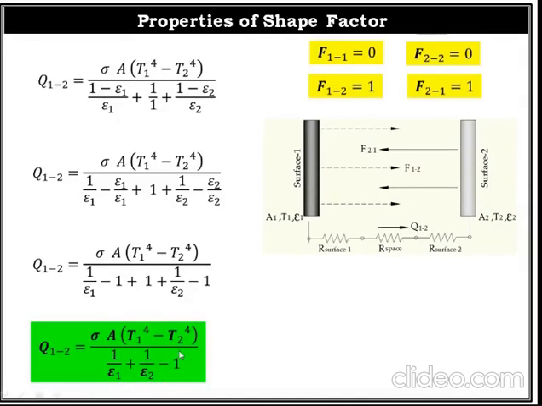in the denominator 1 upon emissivity 1 plus 1 upon emissivity 2 minus 1. Suppose I am calculating the heat transfer rate from 2 to 1. What will be the changes in the formula? For 2 to 1, it is sigma area T2 raised to the power 4 minus T1 raised to the power 4. The denominator, 1 upon emissivity 1 plus 1 upon emissivity 2 minus 1, will remain as it is. So that will be the only change.